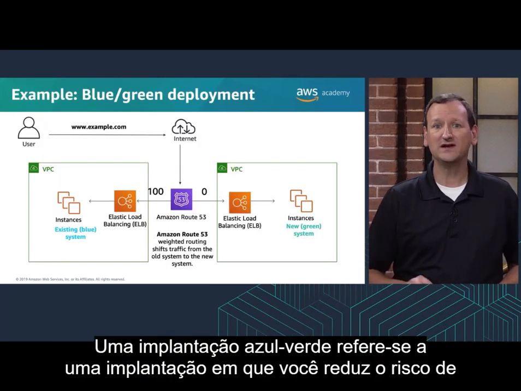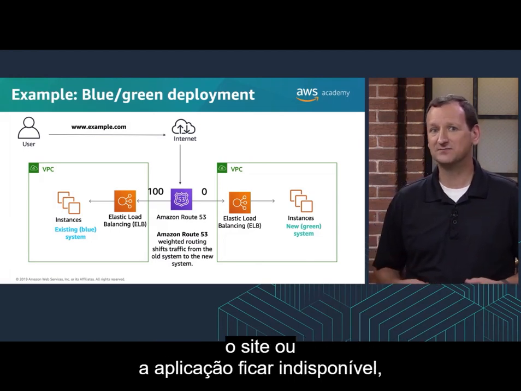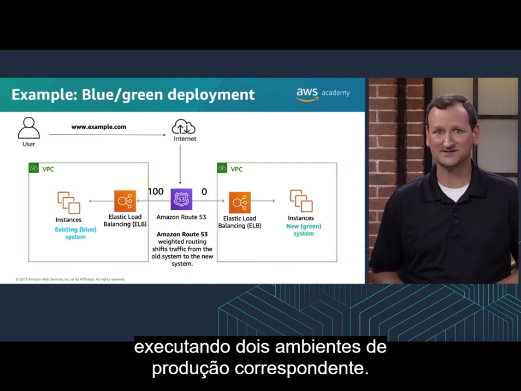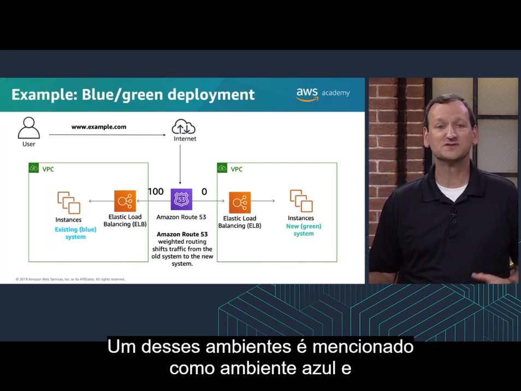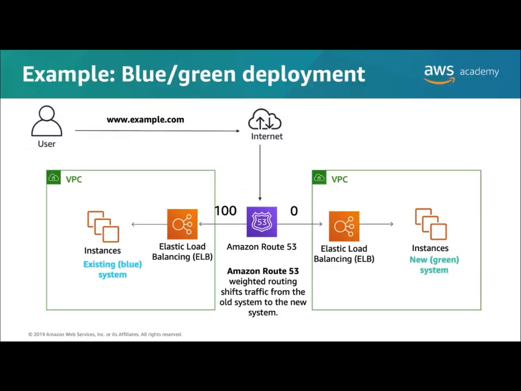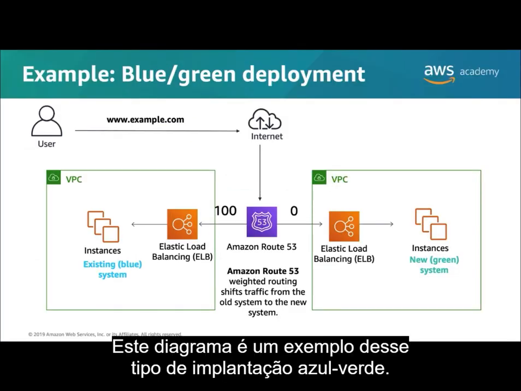A blue-green deployment refers to a deployment where you reduce the risk of the site or application becoming unavailable by running two matching production environments. One of these environments is referred to as the blue environment, and the other environment is referred to as the green environment. This diagram is an example of this kind of blue-green deployment.